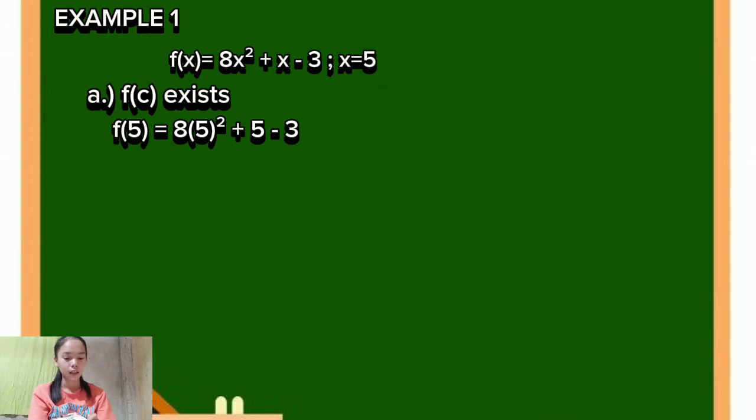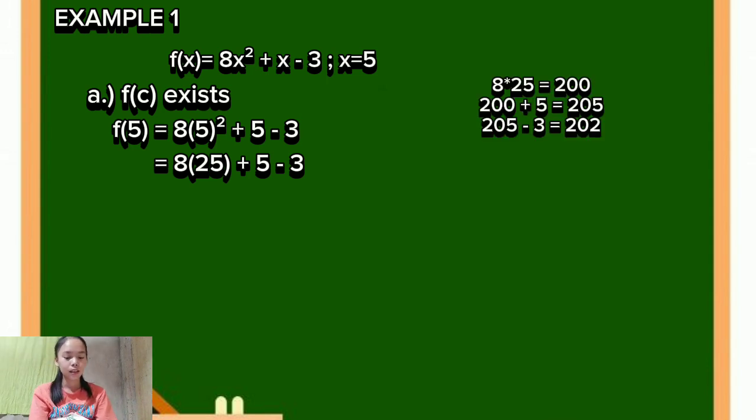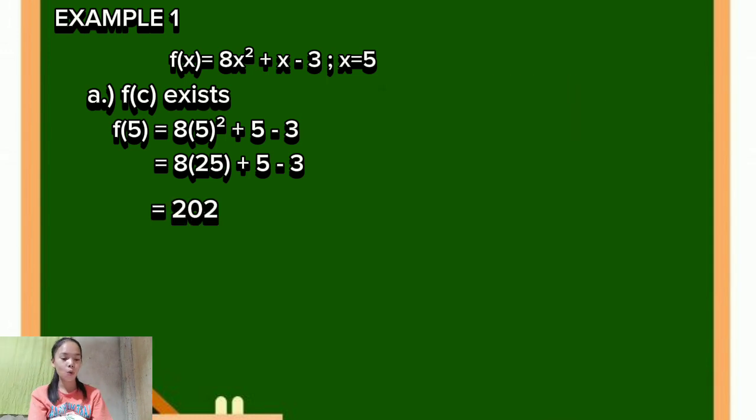So, equals 8, then 5 times 5 equals 25, plus 5 minus 3. The answer is 8 times 25 equals 200, plus 5 is 205, minus 3, 202. So the final answer is 202. The first condition is satisfied.